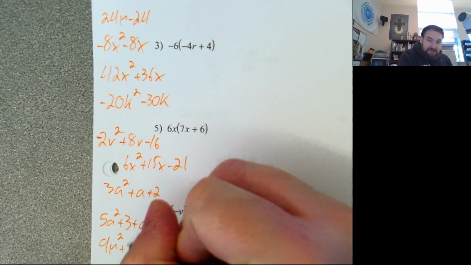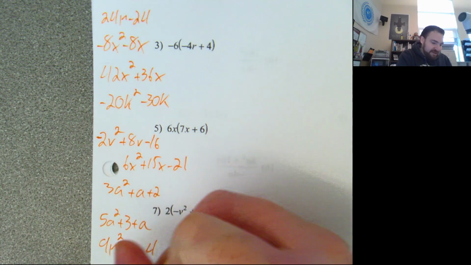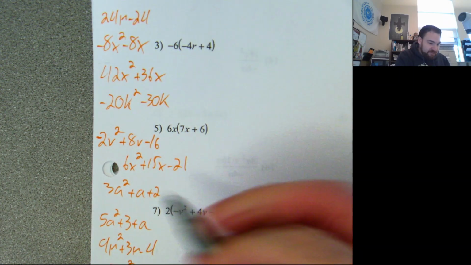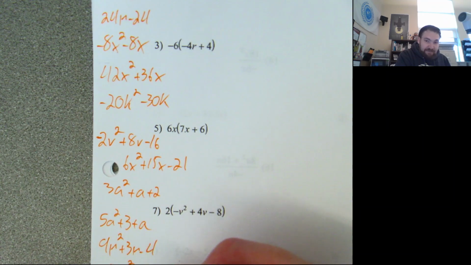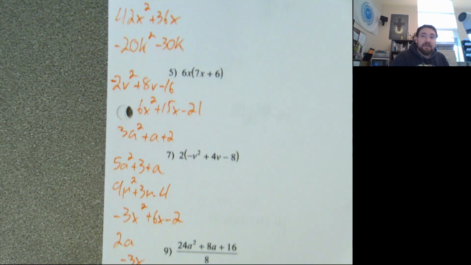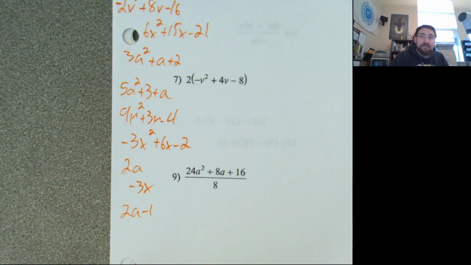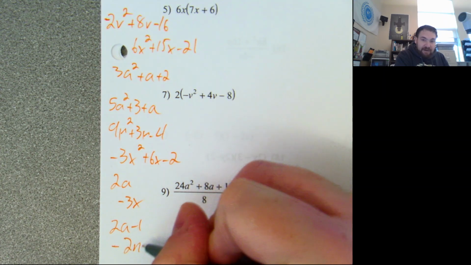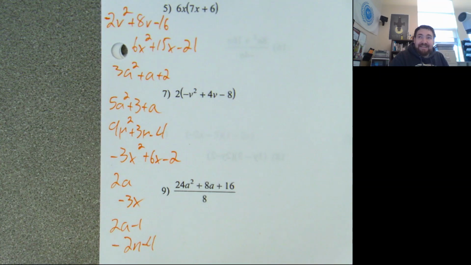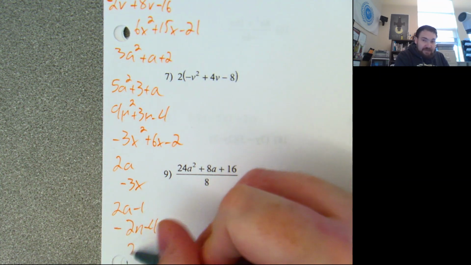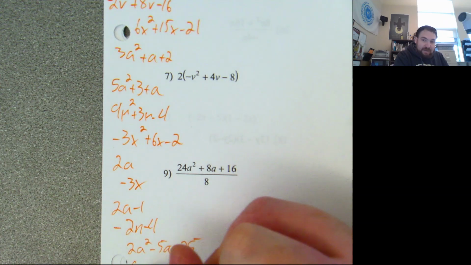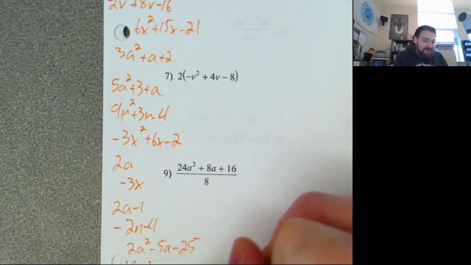9r squared plus 3r minus 4. Negative 3x squared plus 6x minus 2. And there's a 2a, a negative 3x, a 2a minus 1. Oops, sorry again. And a negative 2n minus 4. And I think last but not least, a 2a squared minus 5a minus 25. And a 6y squared minus 12y plus 6.